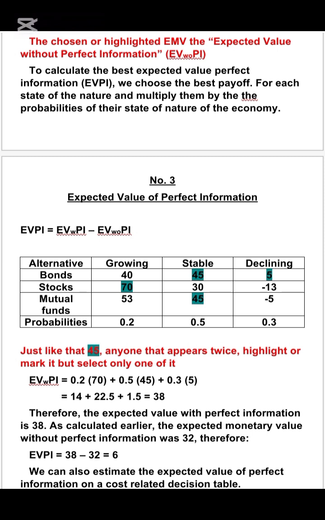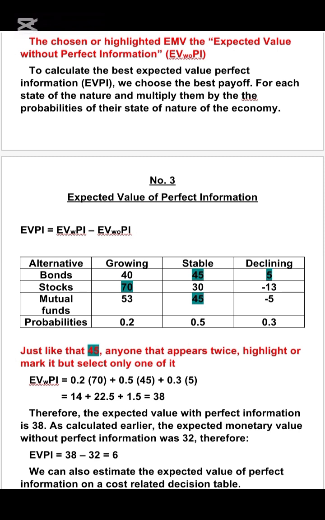The bigger the number, the actually smaller it is, which means even minus 5 is bigger than minus 13. It's not like your normal positive numbers, where 13 is bigger than 5. It's the opposite rule, because negative means it's actually smaller. Anyway, when you multiply those three, you get your expected value with perfect information.